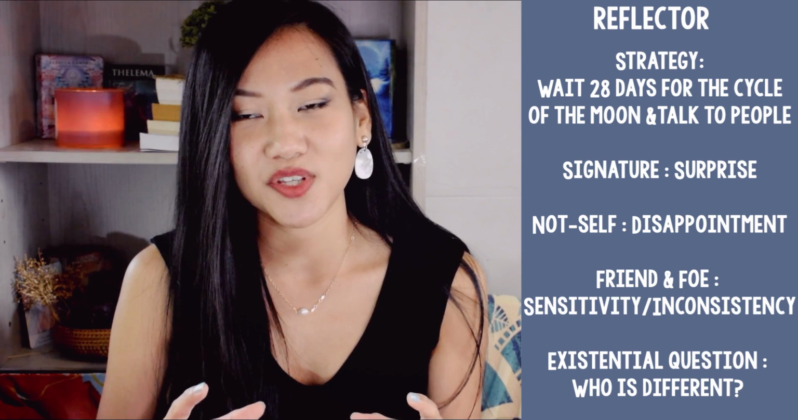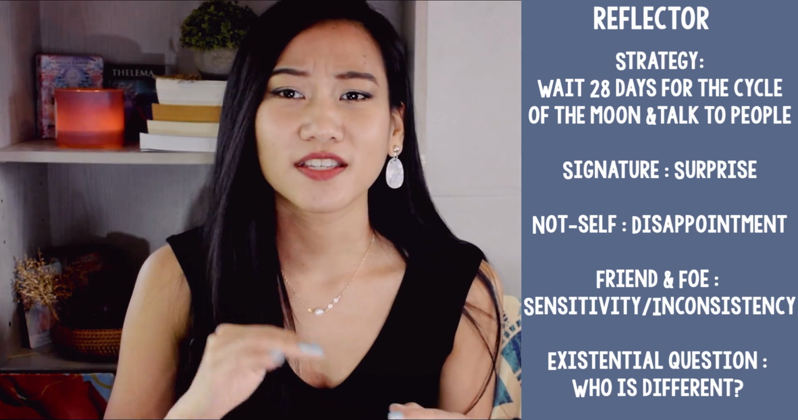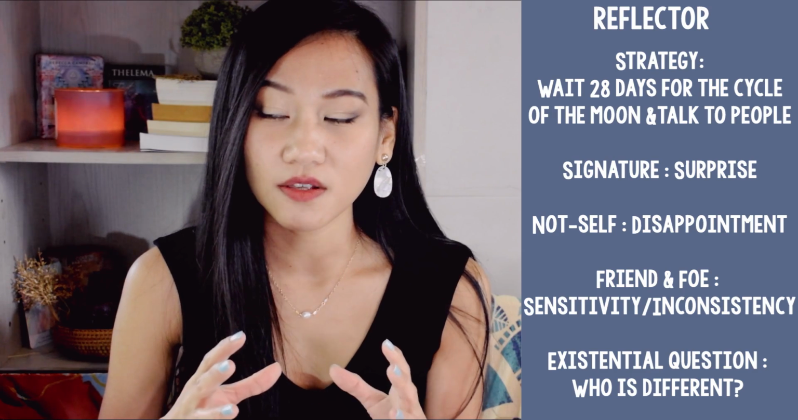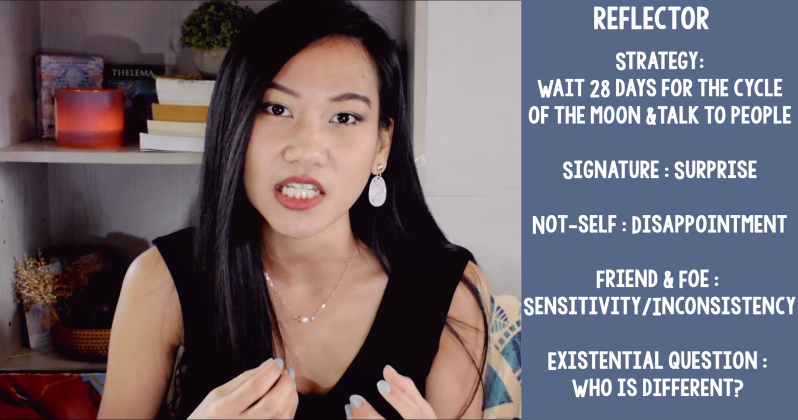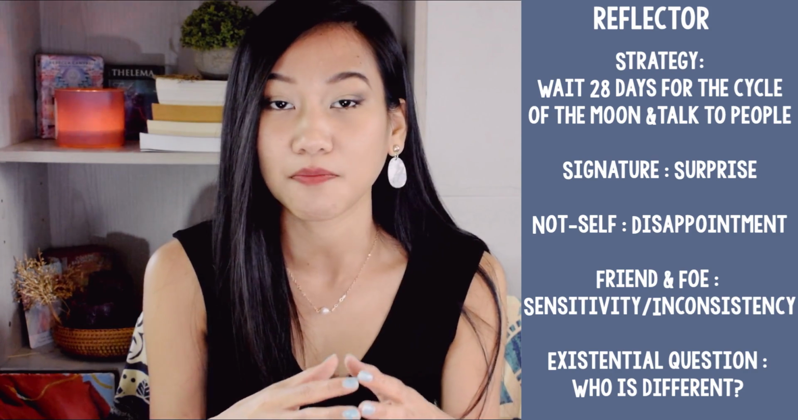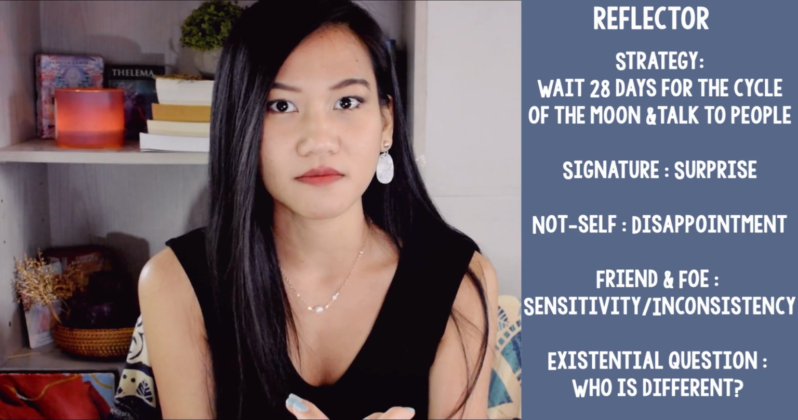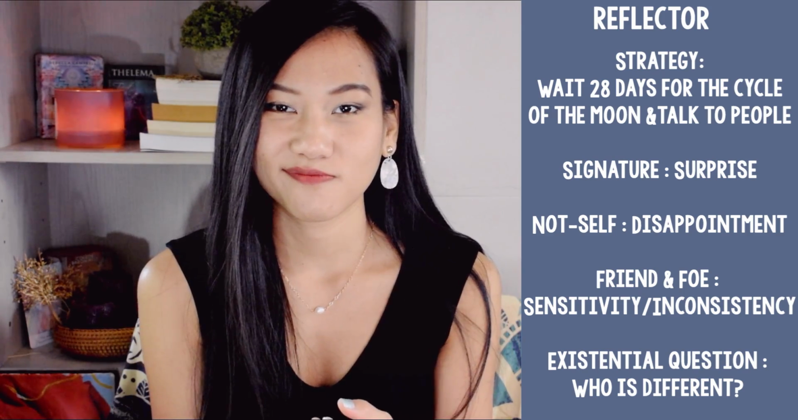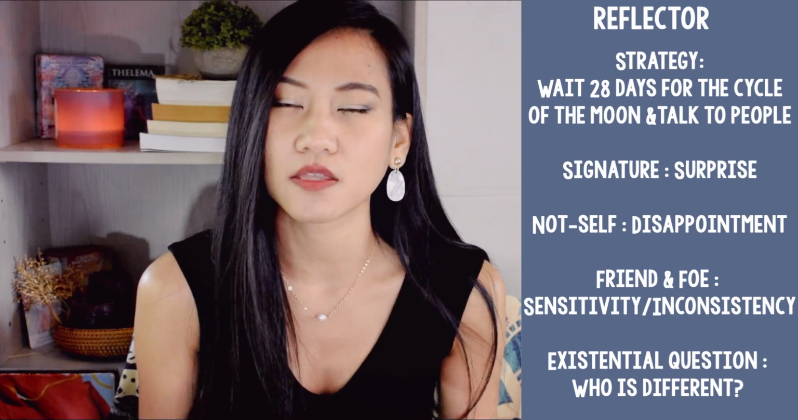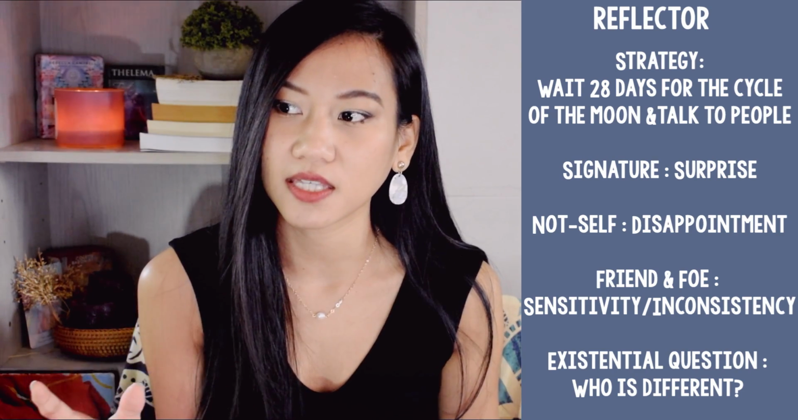because that would mean that they're experiencing their not self, which is disappointment. So because reflectors can see so clearly what's going on in the environment, they can become very disappointed, because also their friend and foe is sensitivity and inconsistency, so they can become very sensitive to the environment. But the reflector has to set boundaries. They have to be a thermometer and not a sponge, which reflectors can be very prone to becoming, a sponge absorbing the things in their environment with their sensitivity, that it leads to disappointment because of what they can see.